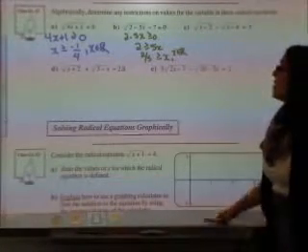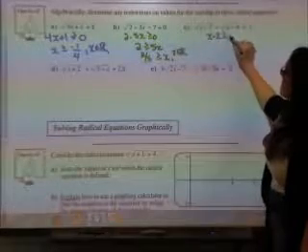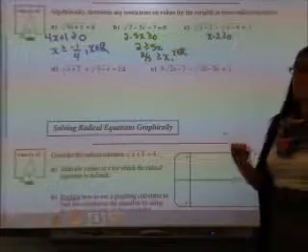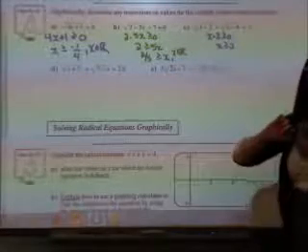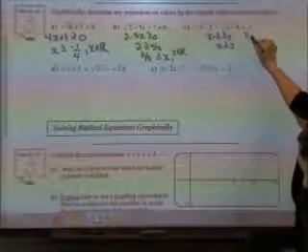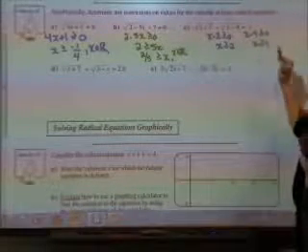In C, I have 2 radical expressions. So if I solve both of them, x minus 2 has to be greater than or equal to 0, which means x would be greater than or equal to 2. And x minus 4 has to be greater than or equal to 0. And x has to be greater than or equal to 4.